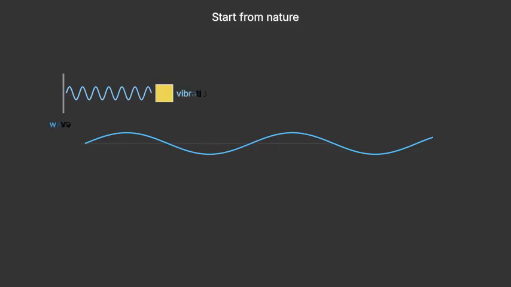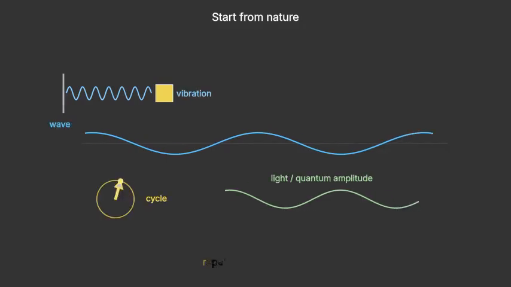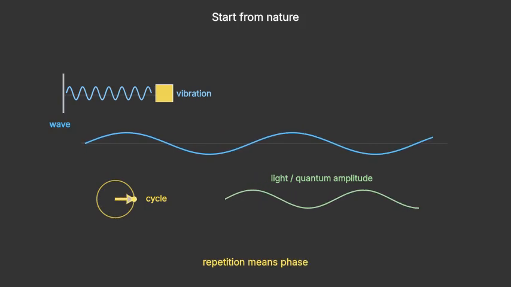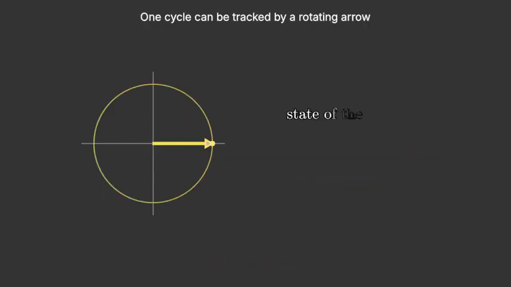Start from nature, not from algebra. A spring vibrates, a wave travels, light and quantum amplitudes oscillate. Repetition means there is a phase. One clean cycle can be tracked by a rotating arrow. The arrow is not just a height. It tells where the system is inside the cycle.